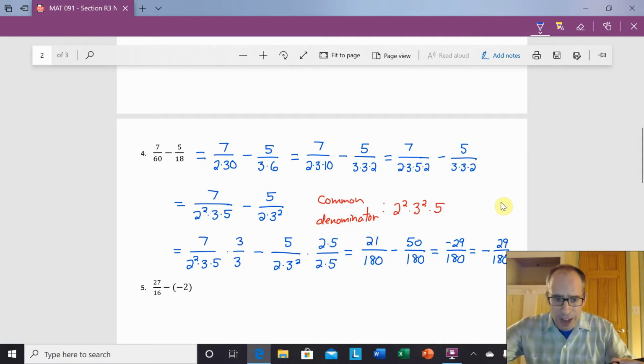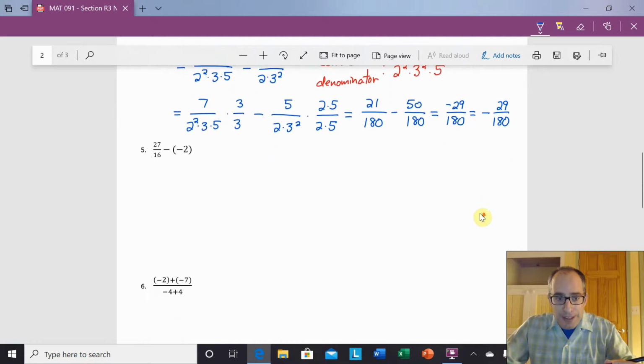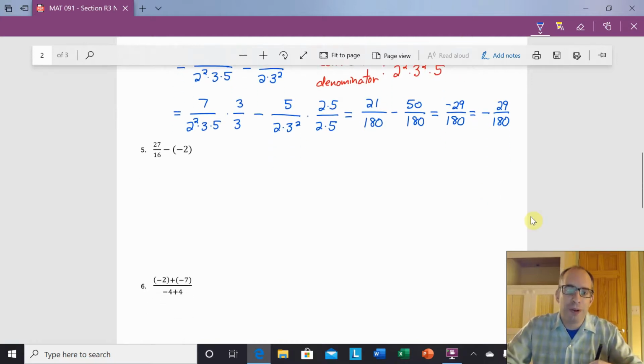All right, number 5 is actually like number 4, but easier. It is a get the common denominator type of question, but notice we're subtracting a negative. We also write that as adding a positive. So 27 over 16 plus 2. That would be the first thing that I'd do with that.